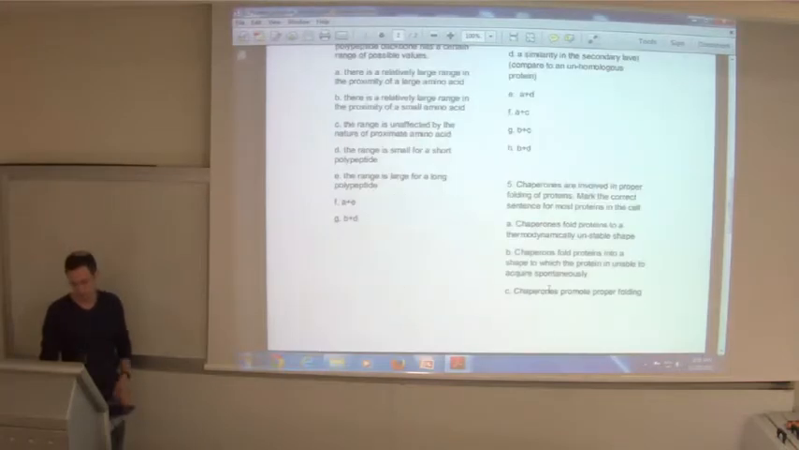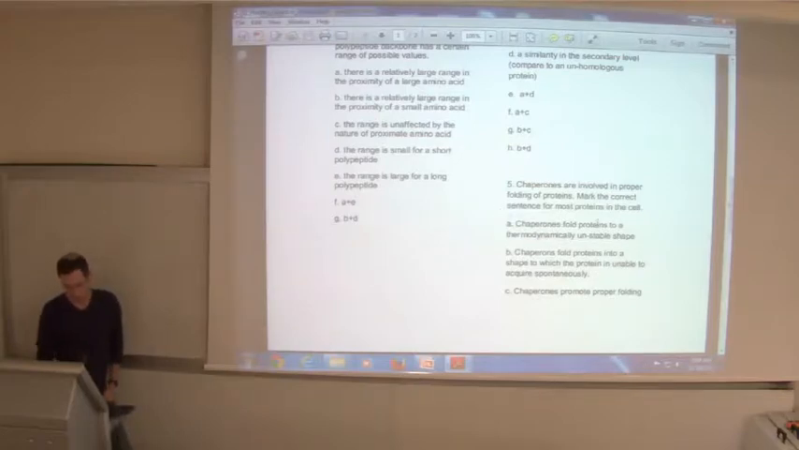Okay, some of the question is with the other page. Okay, so number 5. Chaperones are involved in proper folding of proteins. Remember, chaperones and molecular chaperones and chaperonins, these are the two different kinds of chaperones. Mark the correct sentence for most proteins in the cell.